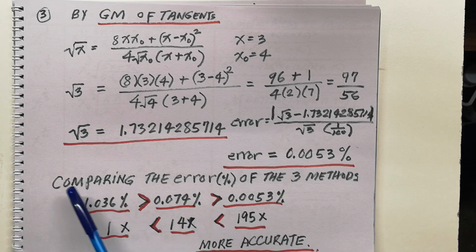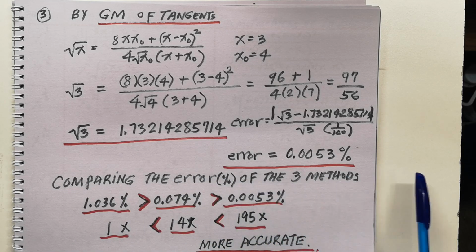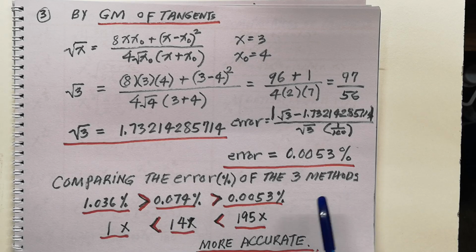0.0053%. Comparing the error of the three methods: Newton 1.036%, the arithmetic mean 0.074%, the geometric mean 0.0053%. If you compare this error to that error, that means the geometric mean is 195% more accurate than the Newton. The arithmetic mean is 14% more accurate.